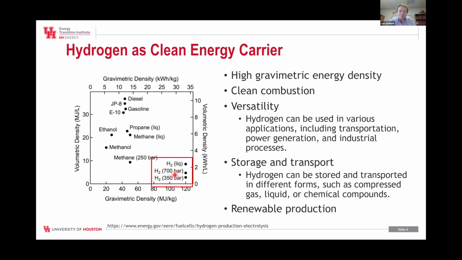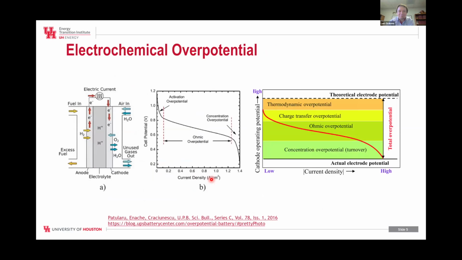Storage and transport can be seen as both an advantage and maybe even a disadvantage. Transporting compressed gas hydrogen or liquid hydrogen is maybe not so simple. But the nice thing about hydrogen is that it really can be transported in gas form or compressed gas, liquid, or it can be stored in chemical compounds. One example might be ammonia. Ammonia is thought of as a good hydrogen storage carrier. So there are many opportunities to come up with a good storage and transport scheme for hydrogen. And of course, hydrogen can be produced renewably, which is another great reason to look at it.